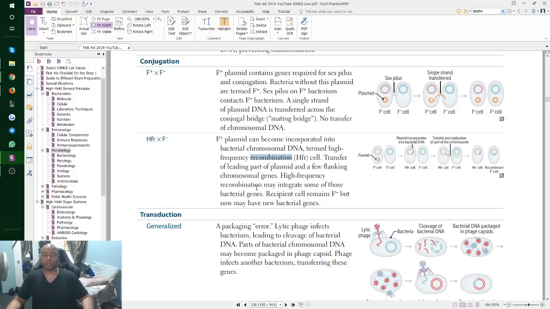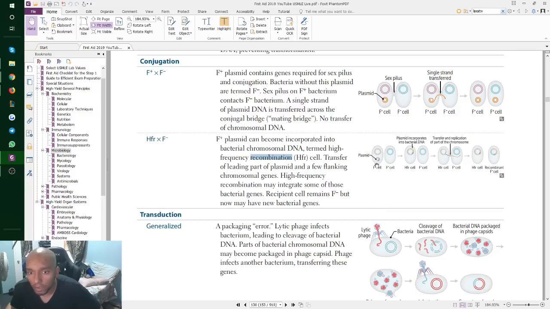High frequency recombination may integrate some of those bacterial genes. The recipient cell remains F negative, but now may have new bacterial genes. So this is why they don't use F plus as the notation, right? Because F plus basically meant you're capable of making a sex pilus, but that's not true here. Only the first guy, simply what happened here was the first guy took the plasmid into its own chromosome, right?